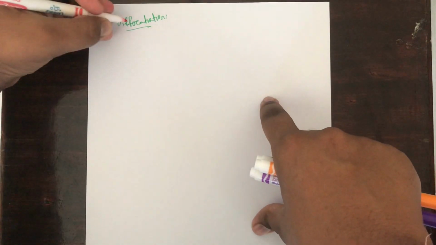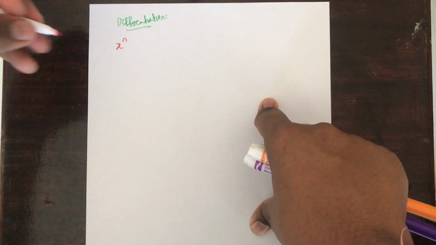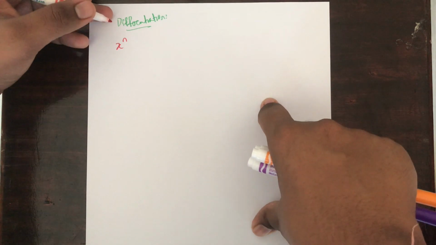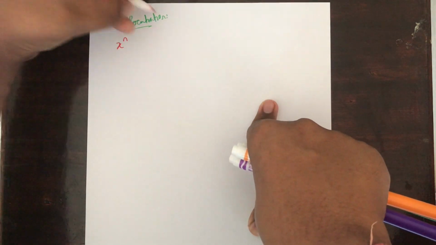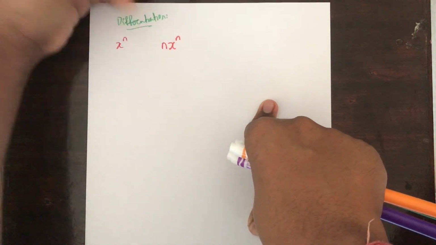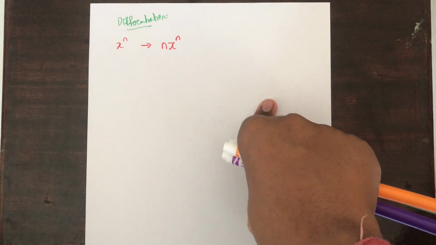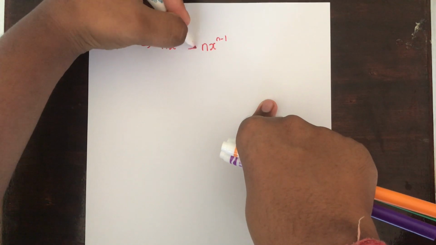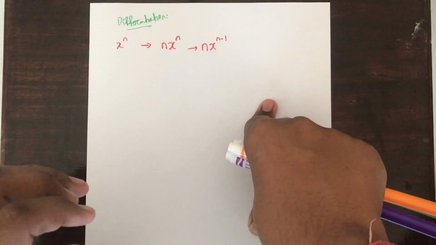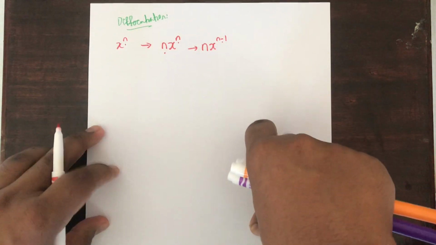Therefore, for the differentiation process, if you have a function x power n, the first step is to multiply by the power. The power is n, so it becomes nx power n. The second step is to subtract 1 from the power. The power is n, so you have nx power n minus 1. This is how differentiation works. You multiply by the power, and you subtract 1 from the power.